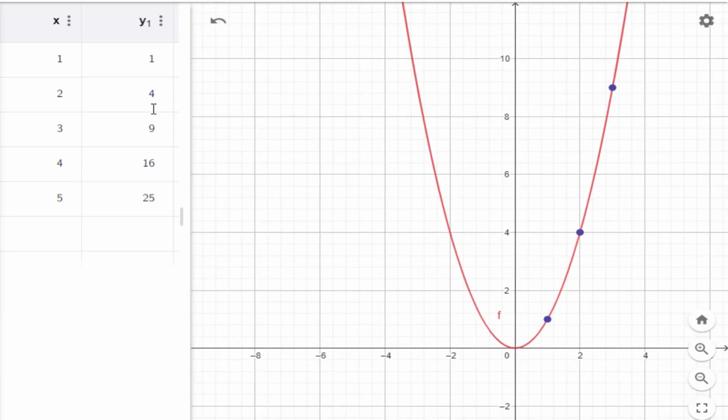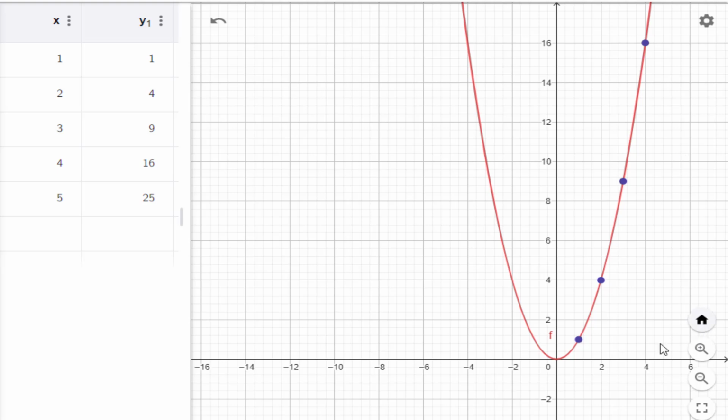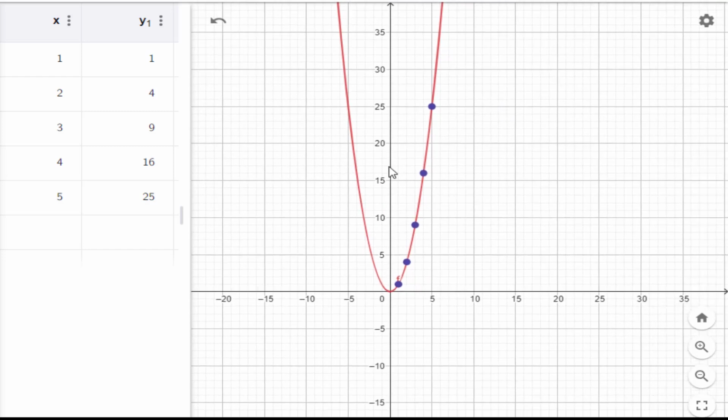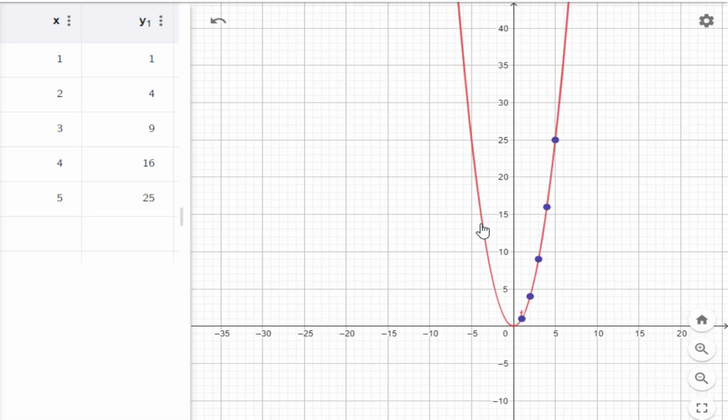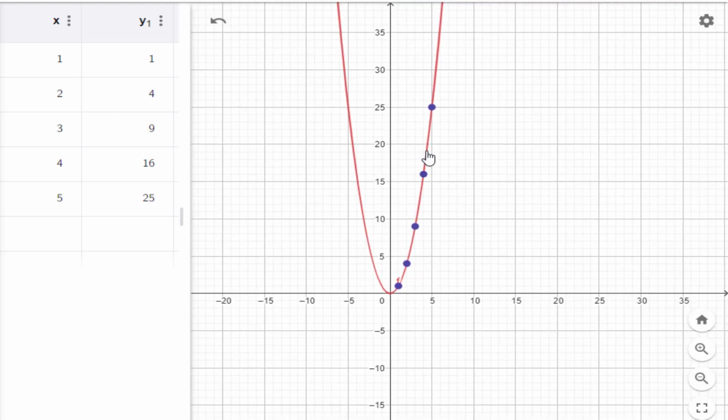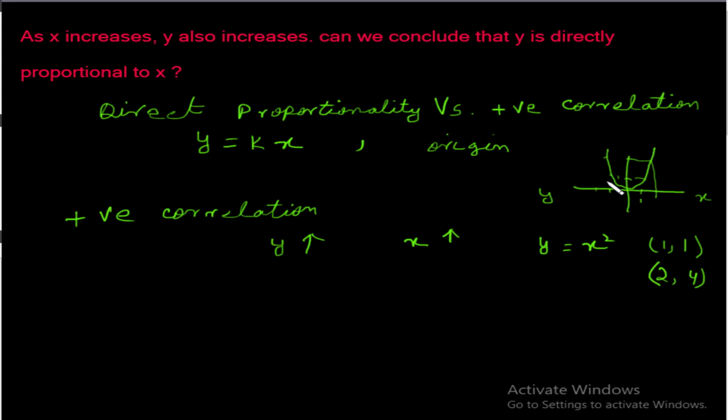equal to 3, y is equal to 9, and for x is equal to 4, it's equal to 16, and similarly for 5, it will be equal to 25. So y increases with x, but the relationship is quadratic. It's not a linear equation. This relationship shows positive correlation, but it is not a straight line and thus not directly proportional.